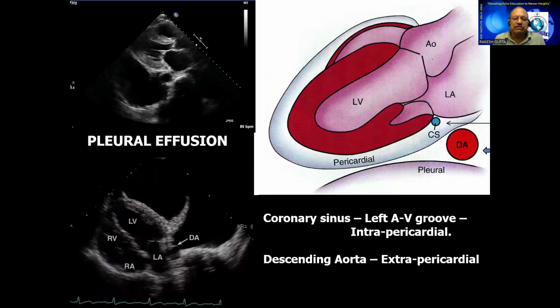Now, this is very, very important. When we do a subcostal window, we have to differentiate whether this is a pericardial effusion or pleural effusion.